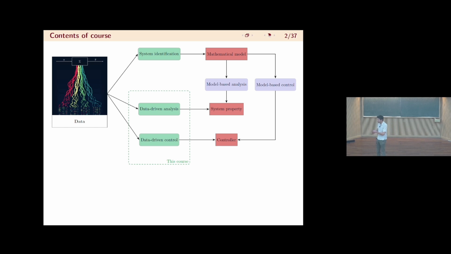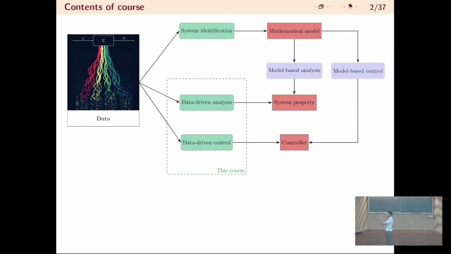Now, what we want to do in this course is what is known as a direct approach to data-driven control design, meaning that we want to take the data from a physical system and directly synthesize a controller using that data. We call that direct data-driven control design.